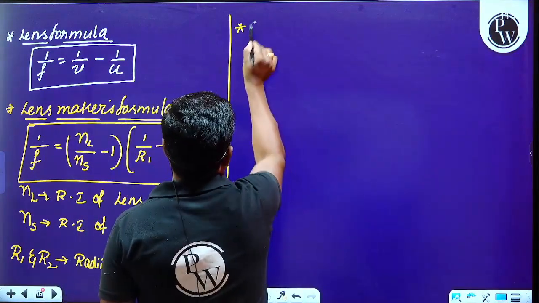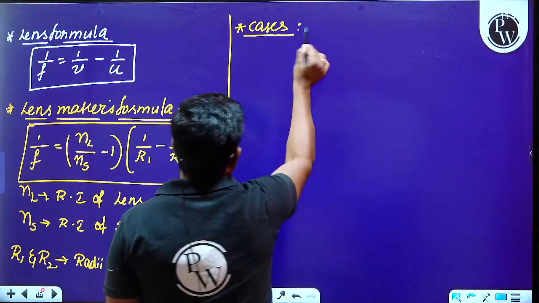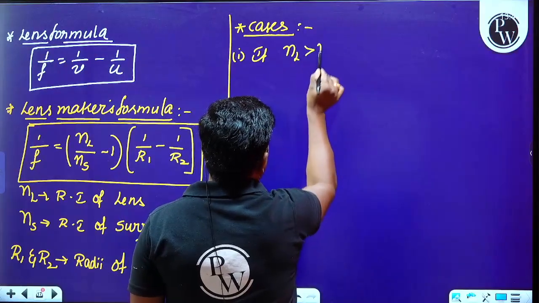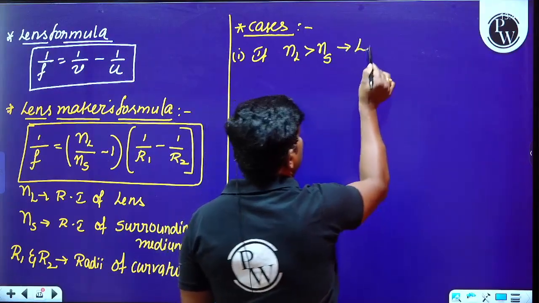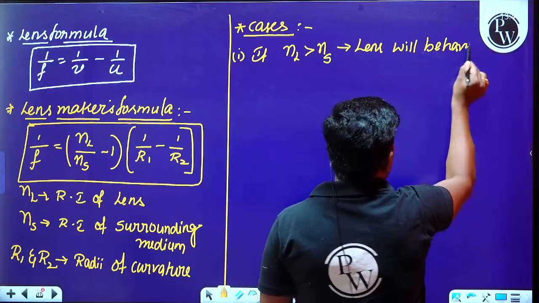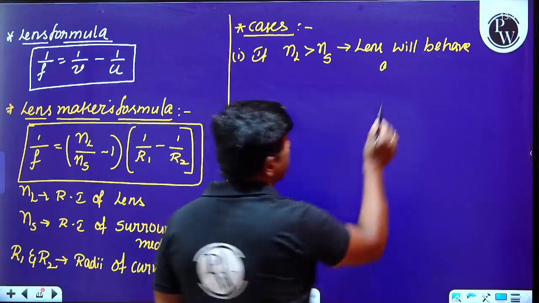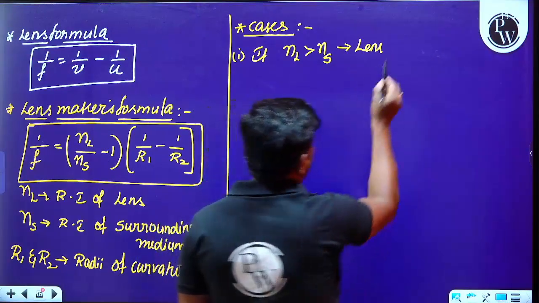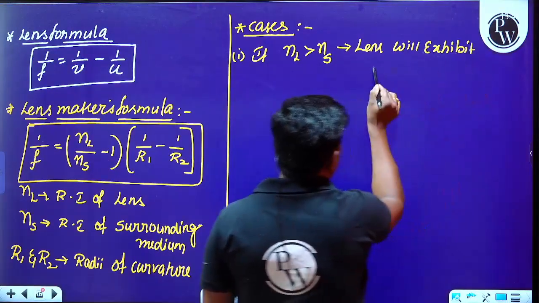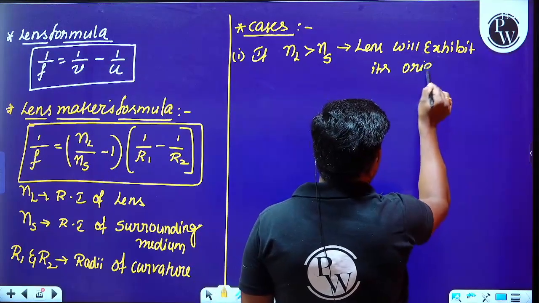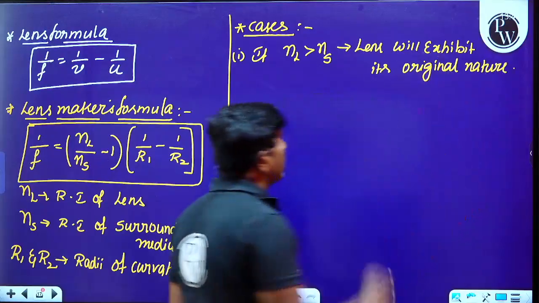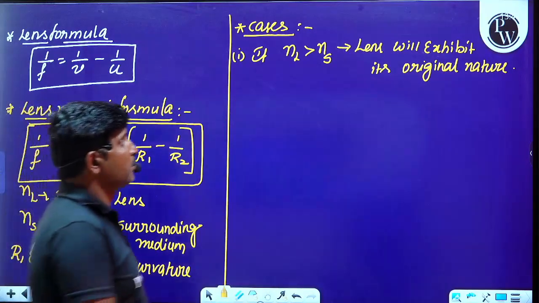Now let us understand about the cases. First one, we can say that if the refractive index of the lens medium is greater than the refractive index of the surrounding medium, then the lens will exhibit its original nature. Okay, so please make sure about these things here clearly. So if NL is greater than NS, the lens will exhibit its original nature.